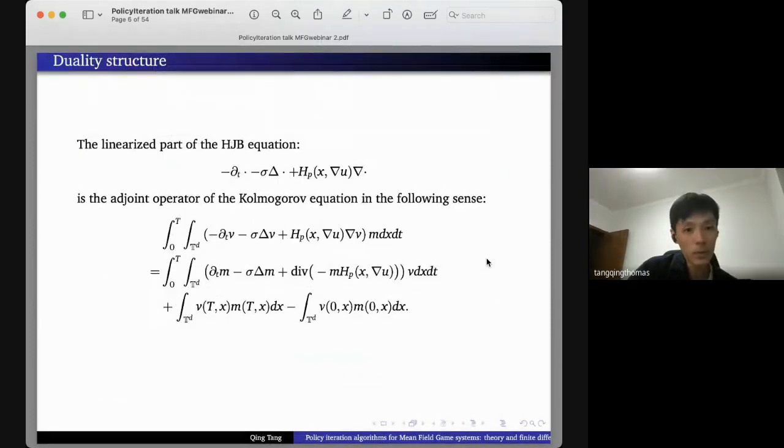An important feature is that the linearized HJB equation operator is the adjoint of the Fokker-Planck equation operator. One can obtain that just by integration by parts. So this is very important both for theoretical analysis and numerical methods.